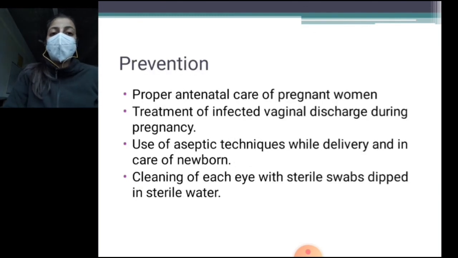Now prevention is mainly about how the mother can take precautions to save the child from ophthalmia neonatorum. That is proper antenatal care of a pregnant woman, treatment of infected vaginal discharge during pregnancy, use of aseptic techniques during delivery and in care of the newborn, and cleaning of each eye with sterile swabs dipped in sterile water.